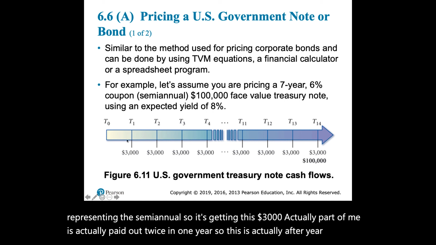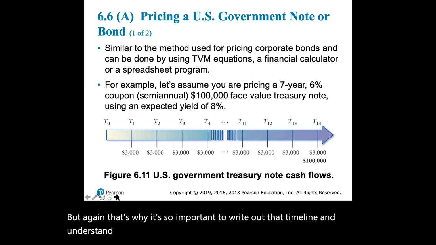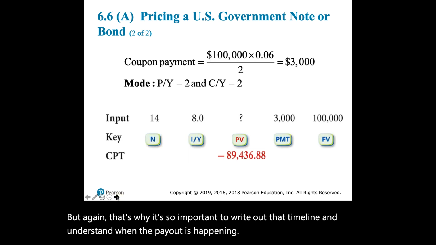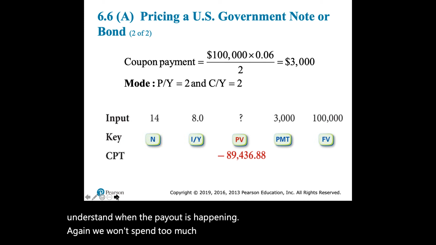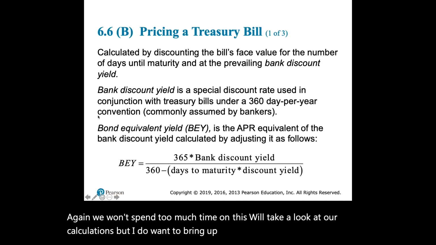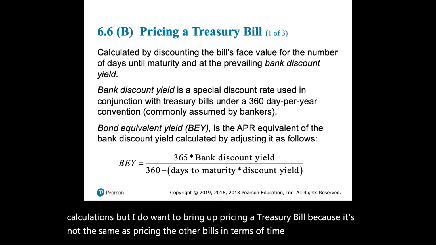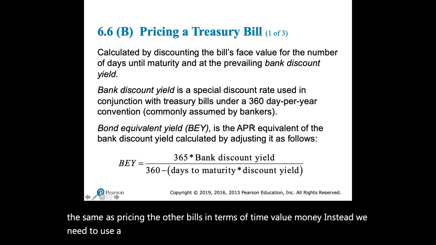Now, we won't spend too much time on this. We'll take a look at it in our calculations, but I do want to bring up pricing a Treasury bill because it's not the same as pricing the other bonds in terms of time value of money. Instead, we need to use a few equations. First, we need to figure out our bank discount yield. And once we have that, we can figure out our bond equivalent yield, which is similar to our APR, if you recall from our previous chapter.